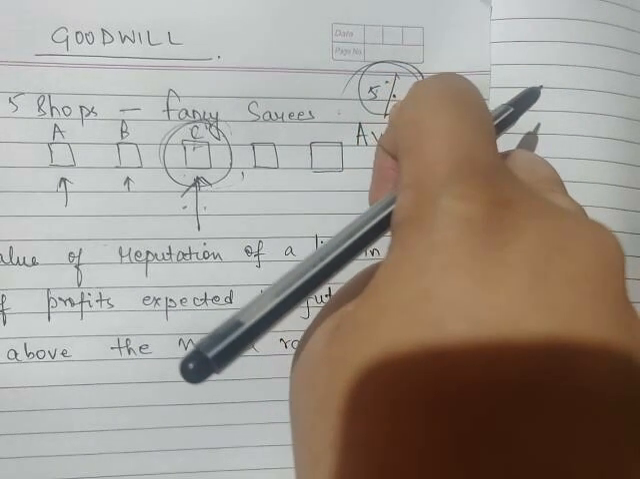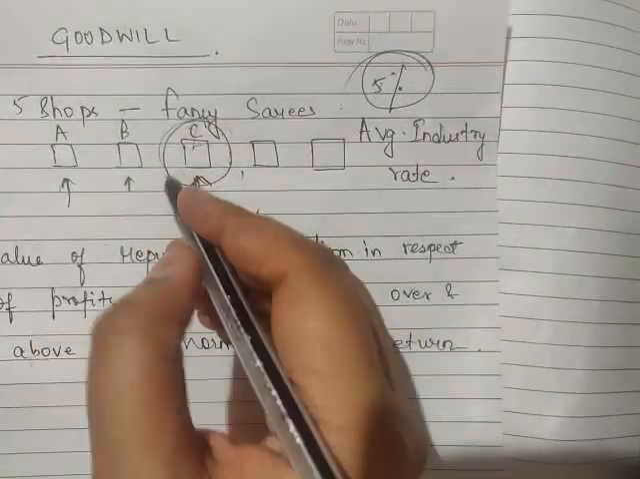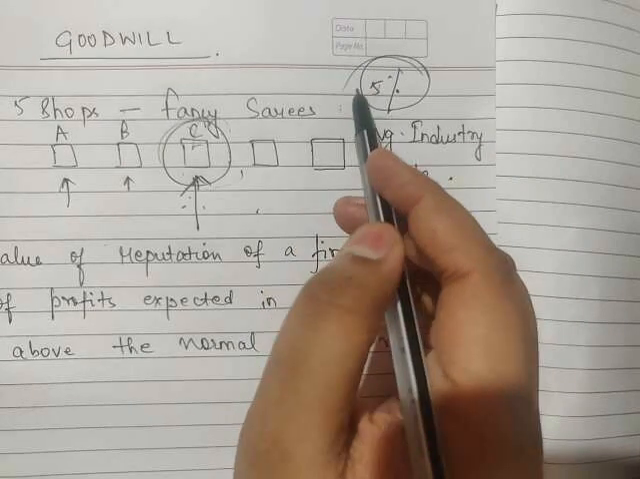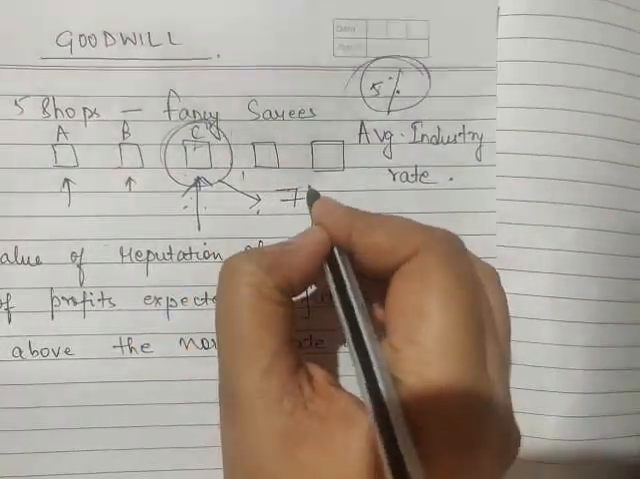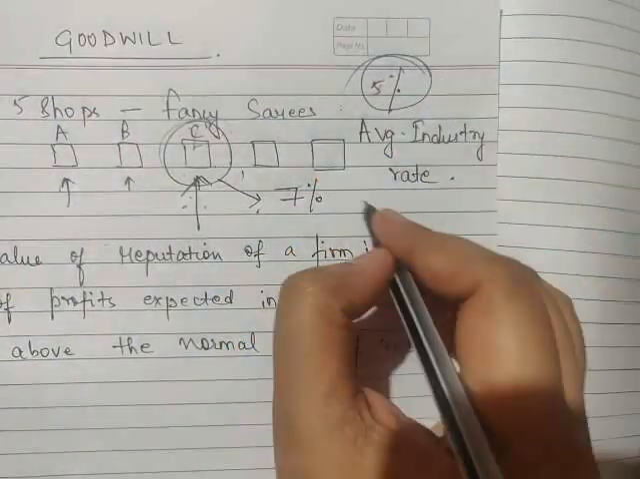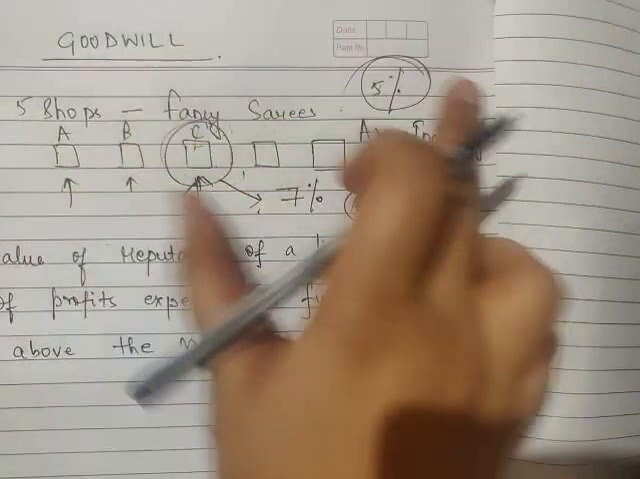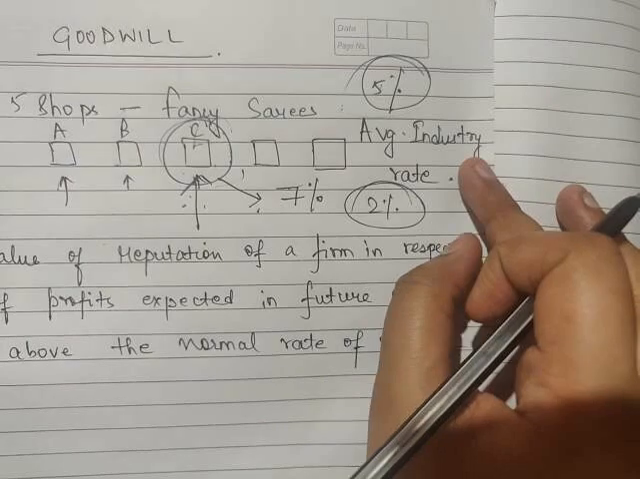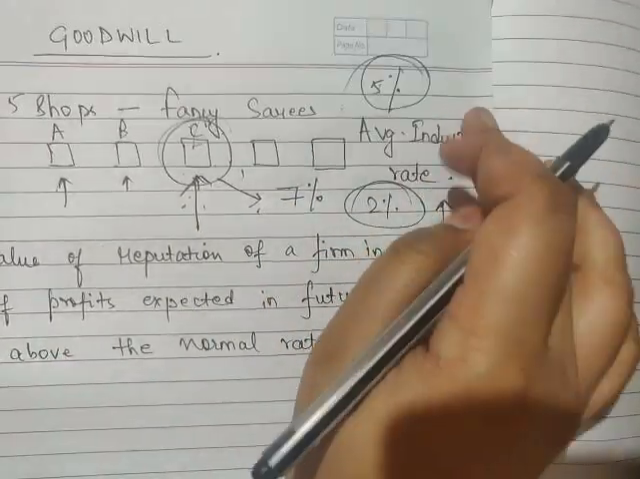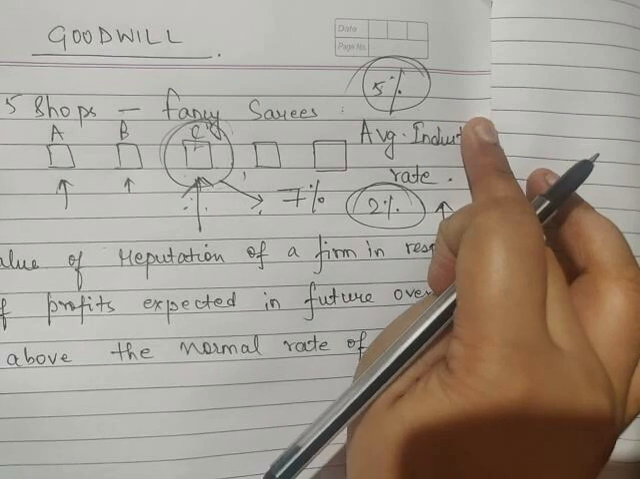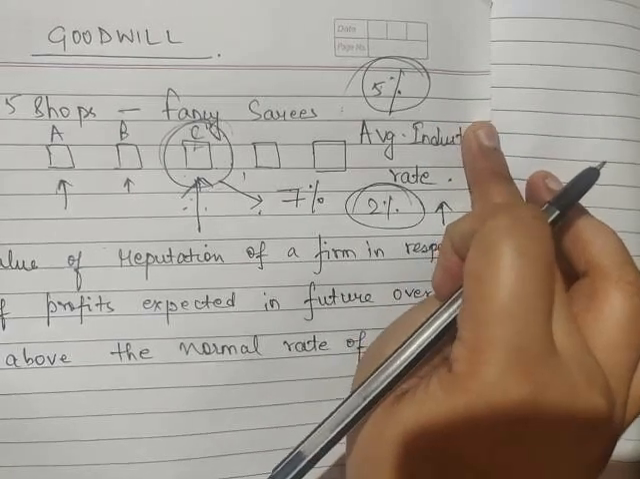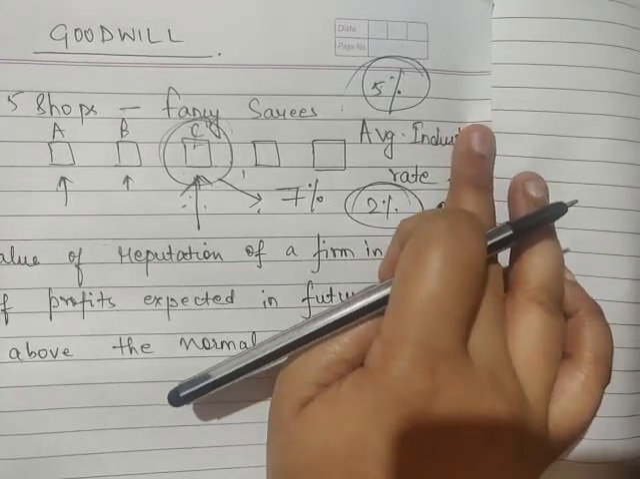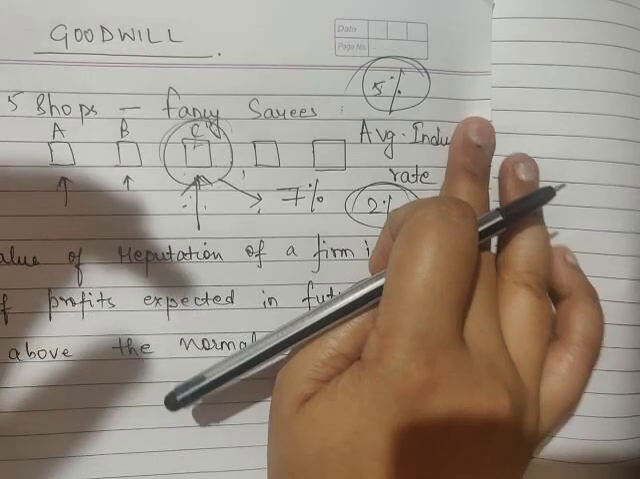So, this extra that the shop is earning, say in general it is 5%, but shop C makes an average profit of 7%. So, this extra 2% that the shop has earned, that is because of its good reputation in the market. So, this 2% increase is valued and is known as goodwill. Now, this reputation we cannot touch or feel, so it is an intangible asset.